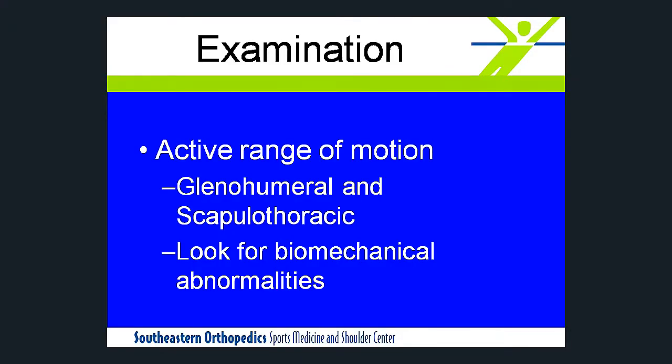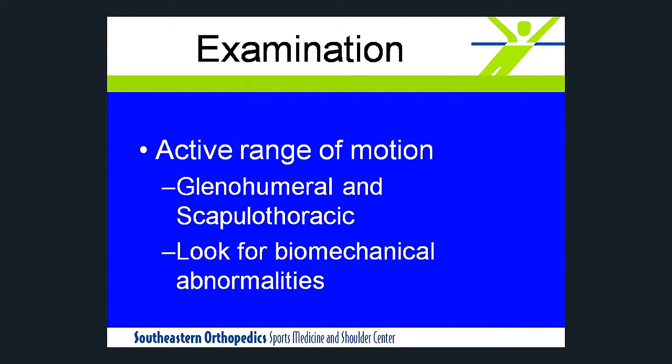So when looking at their active range of motion, obviously they're going to have pretty much all their active range of motion and then some, essentially. So what we want to look for is the glenohumeral and scapulothoracic rhythm as they go through these motions. Look for and identify any dyskinetic motion.